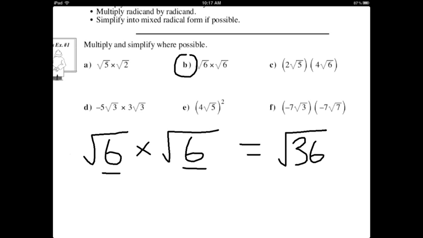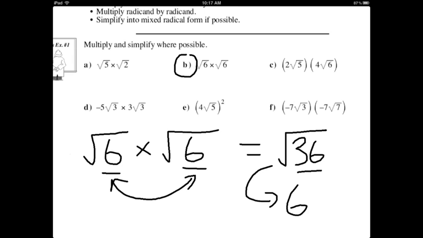Now, just like anything else, you always have to reduce. In this case, 36 is a perfect square, so that can actually be reduced down to 6. So if you take a number times itself and they're both radicals, that's essentially the same as just taking off the root sign, and you're just left with 6 as a result.